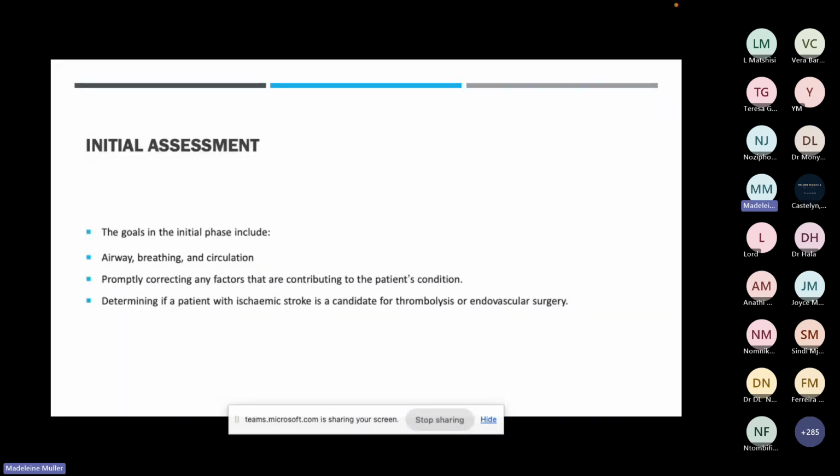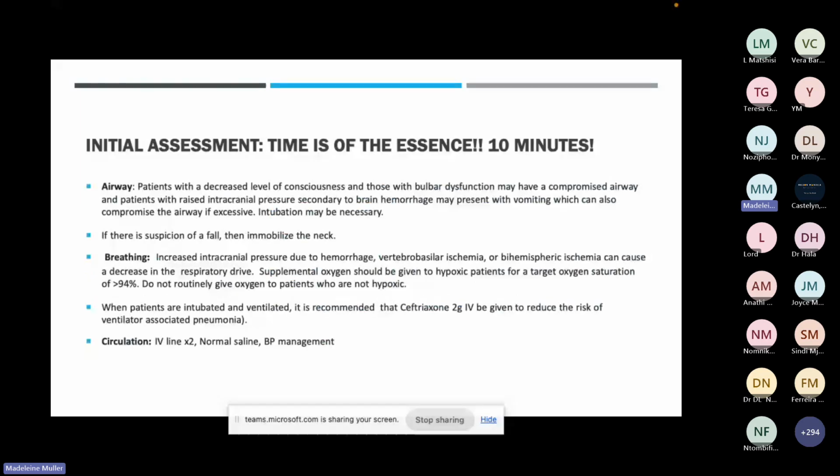So the initial phase of assessing a patient with a stroke includes addressing airway, breathing, and circulation, promptly correcting any factors that are contributing to the patient's condition, and also determining if a patient with ischemic stroke is a candidate for thrombolysis or endovascular surgery. So I'm just going to go into a bit of details for each one.